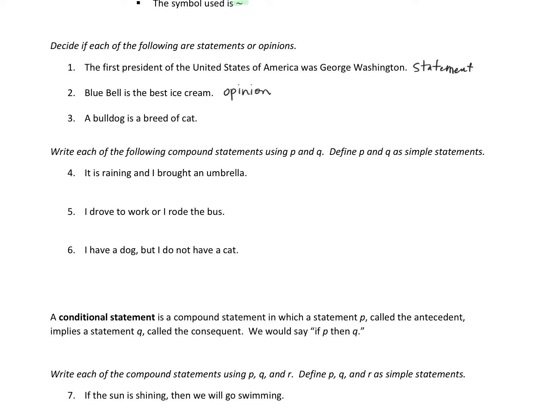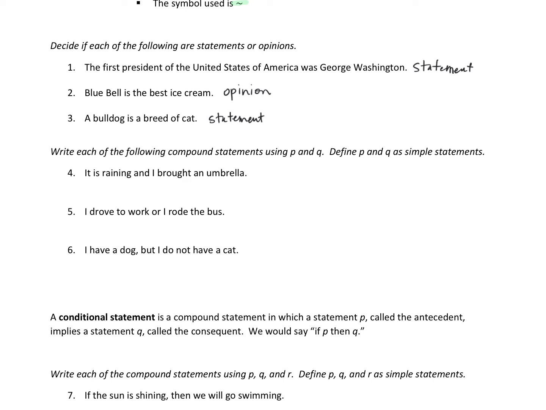Number 3, a bulldog is a breed of cat. That is a statement. Remember that for a statement, it doesn't matter if it's true or false. For example, a bulldog is not a breed of cat. That's a false statement, but it's still a statement because it has a truth value.